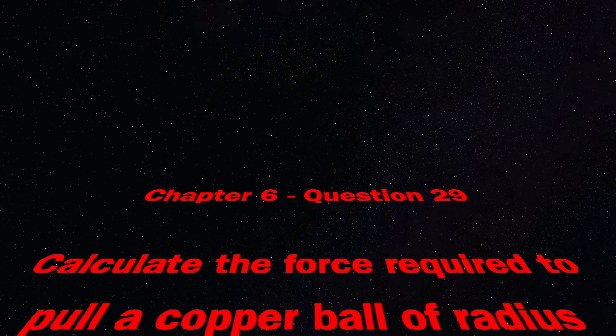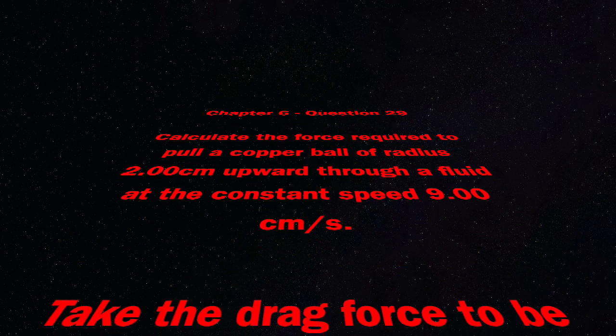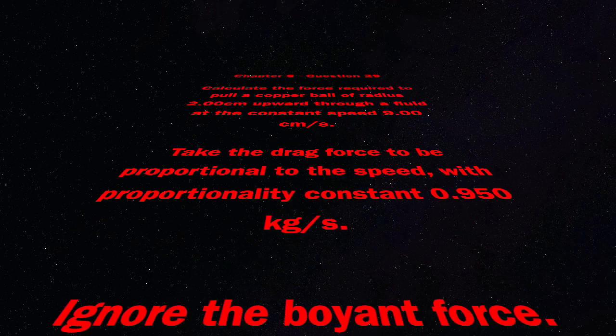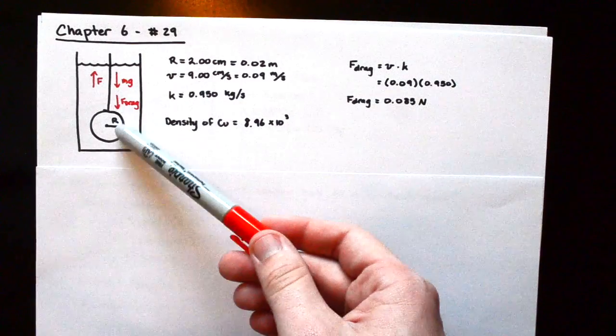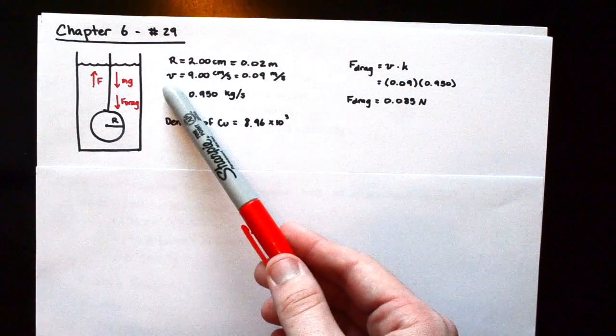Alright, chapter 6, question number 29. This question asks to calculate the force required to pull a copper ball of a radius of 2 centimeters upwards through a fluid at the constant speed of 9 centimeters per second. Take the drag force to be proportional to the speed with proportionality constant 0.950 kilograms per second, and ignore the buoyant force. So, we know that the radius of this copper ball is 2 centimeters or 0.02 meters.